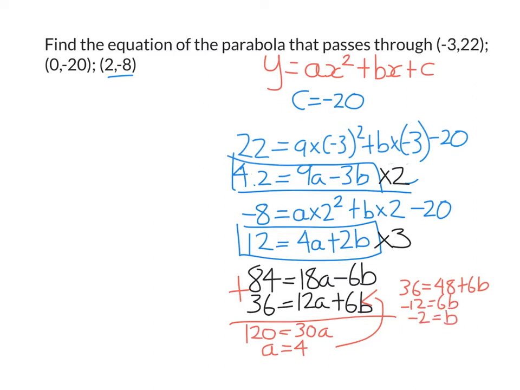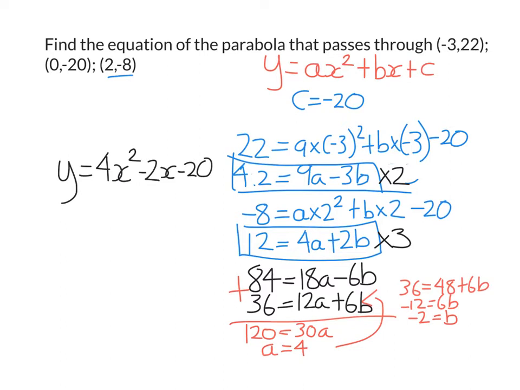So now I've found a, b, and c. Just like when I was finding the equation of a line, I'm done. y is equal to ax squared plus bx plus c. So that's how you find the equation of a parabola given 3 points.